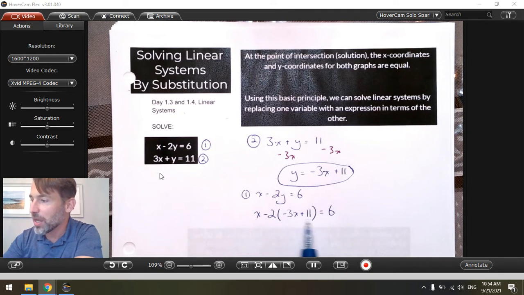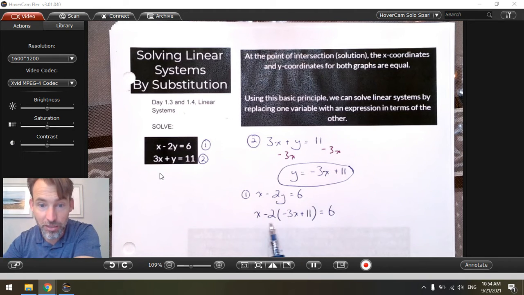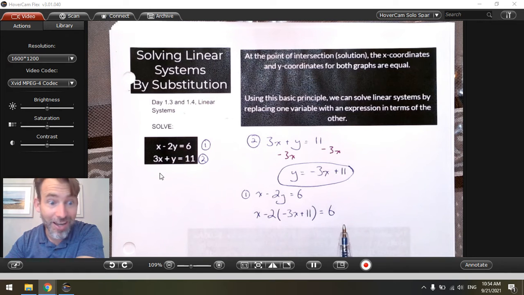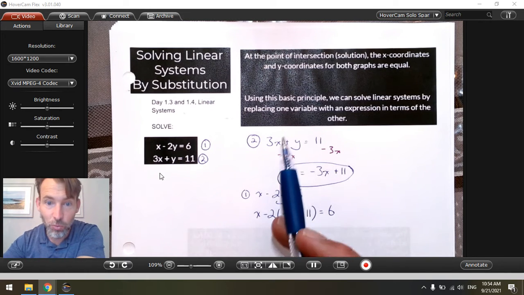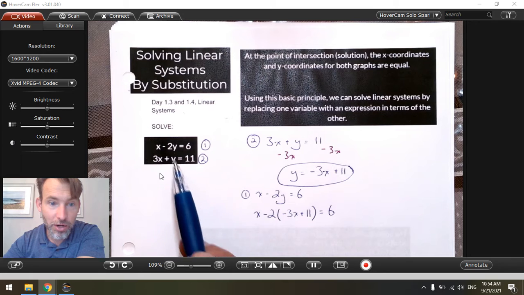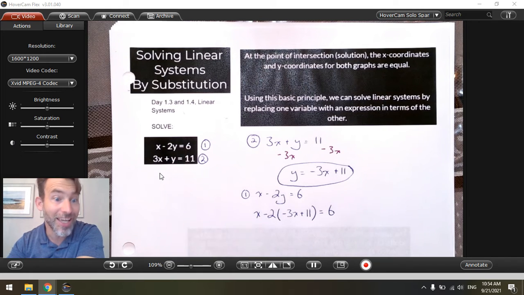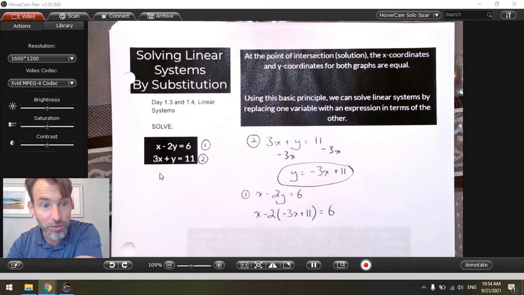I now have to expand this bracket to now solve for x. But the important thing to note, I now have one equation, one variable. I can solve for that. Here I had one equation, two variables. Here I had one equation, two variables. I can't solve. There's an infinite number of solutions. But here, one solution I can solve.